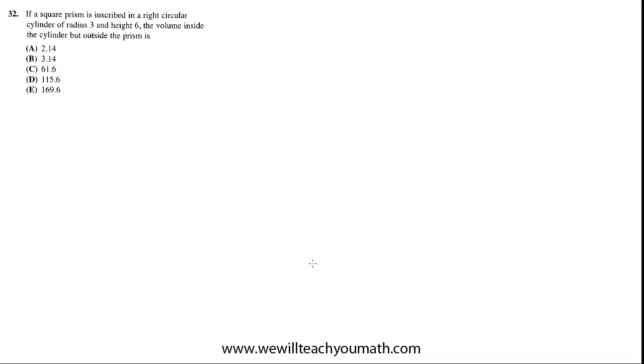32. If a square prism is inscribed in a right circular cylinder of radius 3 and height 6, the volume inside the cylinder but outside the prism is what? If we have a square prism, what does that really mean? That's basically a box, right? Except they're specifying that it has a square base. So it's no big deal: a square base and then some height.